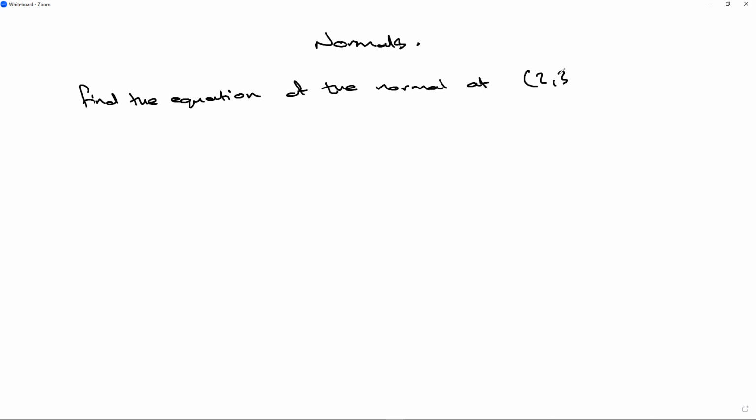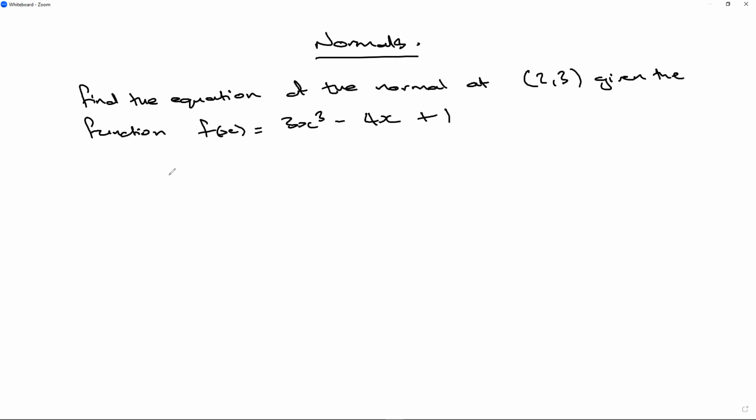Suppose I've got an equation and we're looking at normals, and I get asked to find the equation of the normal at a certain point. Let's say at (2, 3), given the function f(x) = 3x³ − 4x + 1. A random equation, random point, and I want to find the normal.